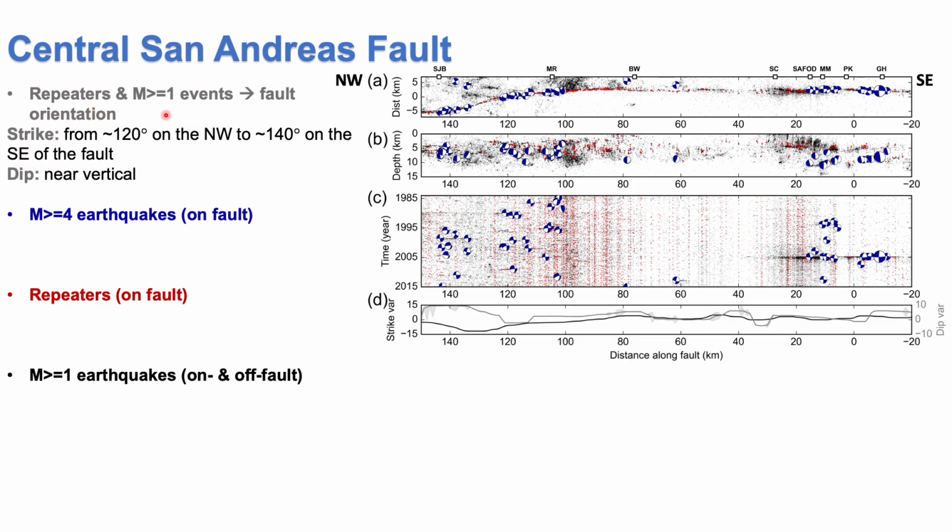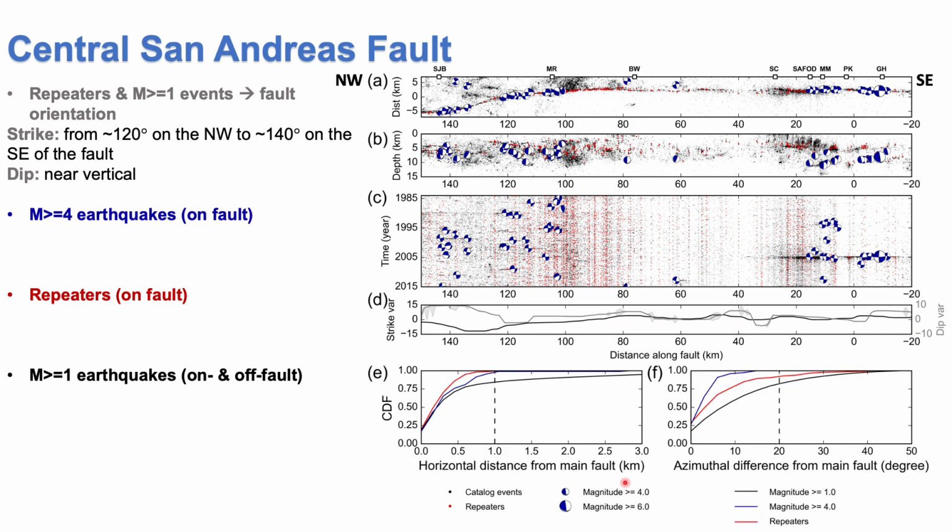We first use repeating earthquakes and magnitude larger than 1 earthquakes to constrain the main fault orientation using principal component analysis, and find that the fault is overall vertical with a strike orientation from 120 degrees on the northwest to 140 degrees on the southeast of the fault. We further calculate the horizontal distance from these earthquakes to the main fault, and the azimuthal difference from the strike of the focal mechanism to the strike of the main fault. And here are the cumulative density functions.